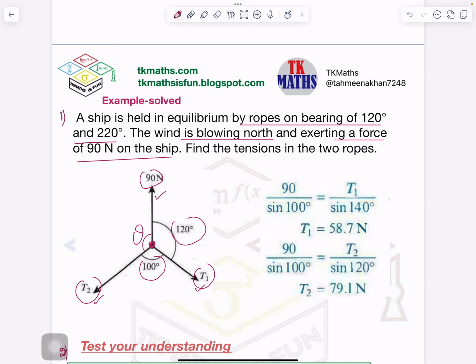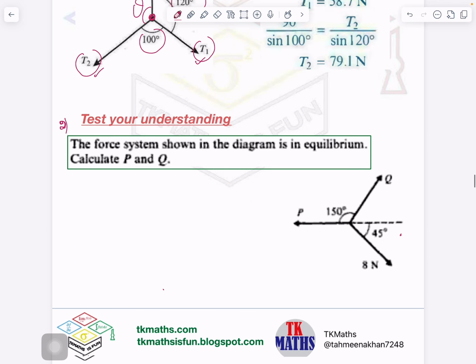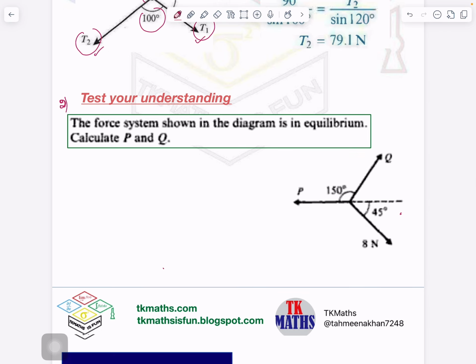So it will help you to form the equations, and you can find the value of T1 and T2. Now it is the time for you to test your understanding. So you can put the video on pause because I will show you the solution here, and then you will do it. You will check it.